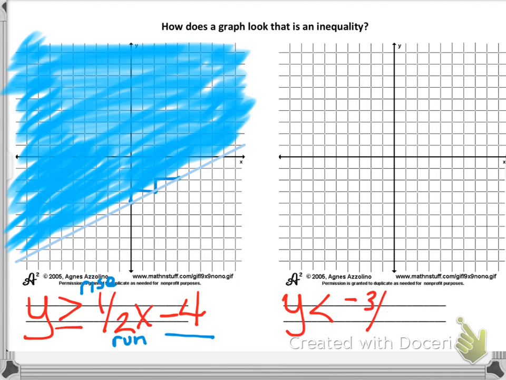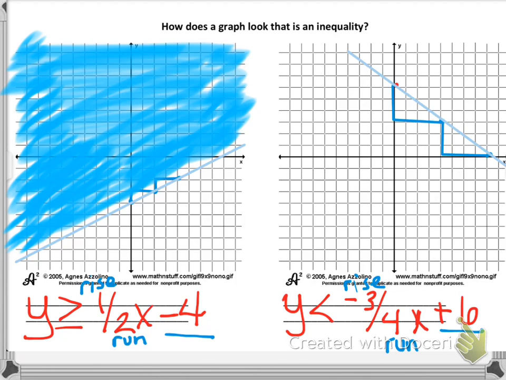Let's do y is less than -3/4 x plus 6. So again, let's start with the y-intercept of plus 6. This time our slope is negative, so remember we're going to rise, which will actually go down 3 and run over 4. And again, once you have your 3 points, go ahead and plot your line.